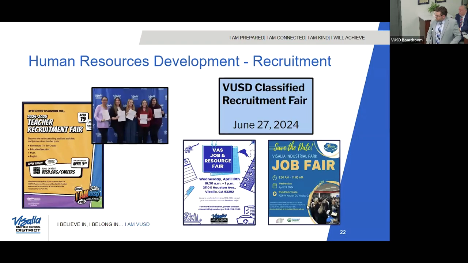I'll shift you. I was just talking about this, but these are some of the events we have coming up. As an example, I mentioned we have 21 certificated vacancies that we know of. Obviously, stuff happens over the summer and we prepare for that. But to give you an idea, 21 vacancies for certificated positions that we're aware of. We have our VUSD teacher job fair coming up on April 19th, just next Friday. And we have 205 applicants. We're going to be okay. So it's exciting news to share.